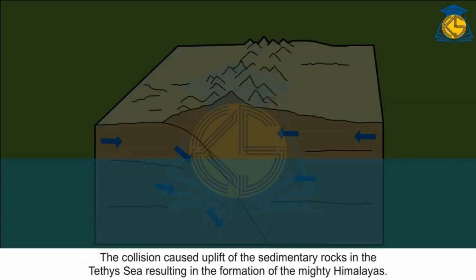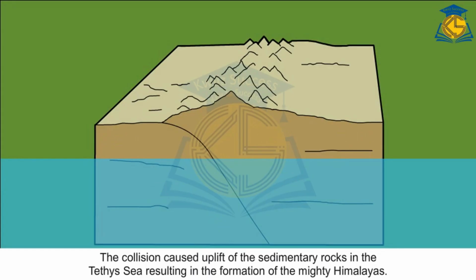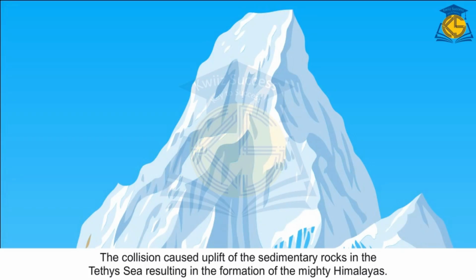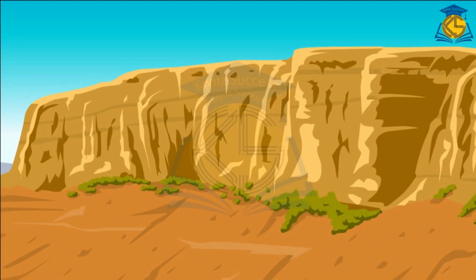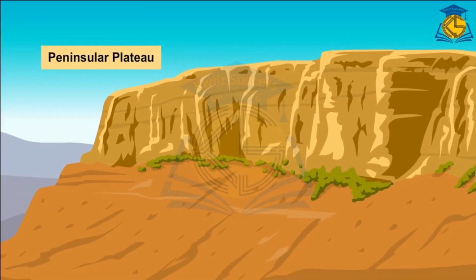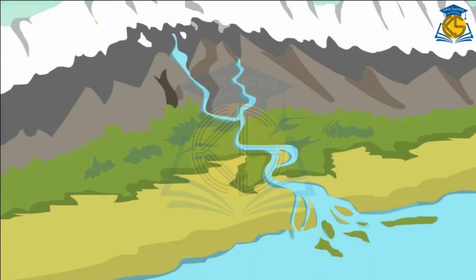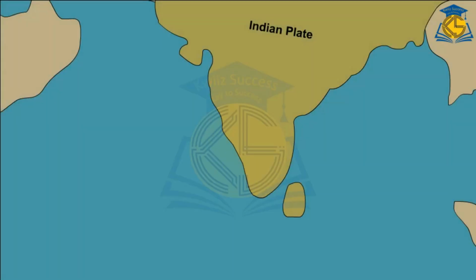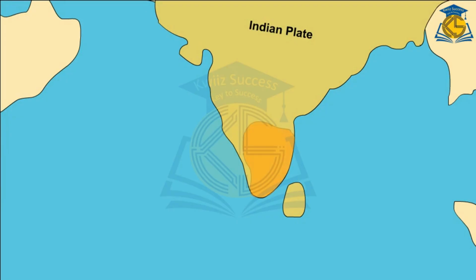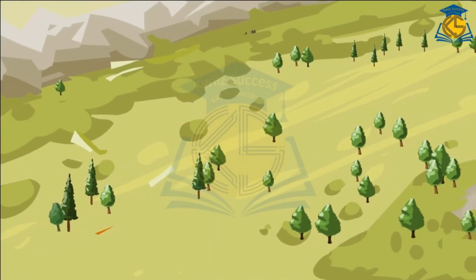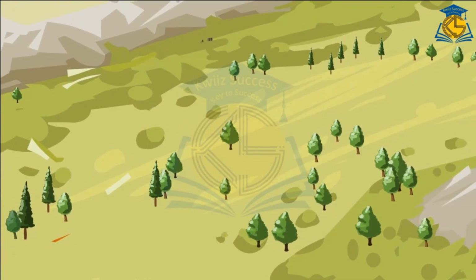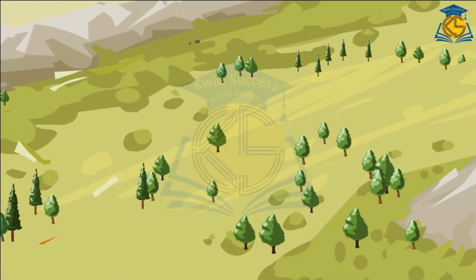The collision caused uplift of the sedimentary rocks in the Tethys Sea, resulting in the formation of the mighty Himalayas. While the Himalayas were uplifted, the northern edge of the peninsular plateau caved in, forming a huge depression. Deposits from the rivers flowing from north and the peninsula in south filled up this depression, creating a very fertile flat land of alluvial soil, which we know as the northern plains today.